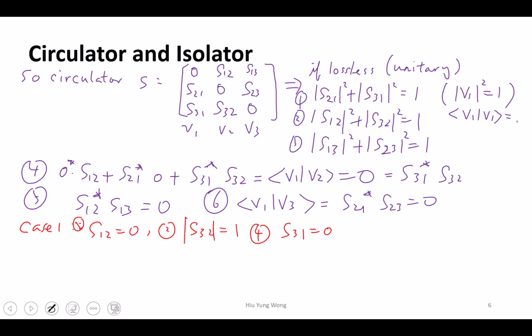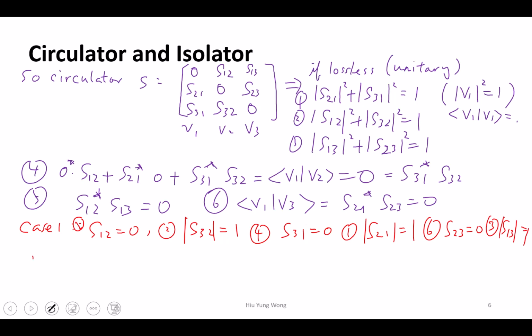Correct? So from equation 1, I have S21 equal to 1. And repeat, S21 equal to 1, right? Not 0. Very good. If S21 equal to 1, S23 must equal to 0, right? Something times something equals 0, so the other thing must be 0. And if S23 equal to 0, then S13 must be equal to 1, right? Equation 3. Is this okay? Any questions?